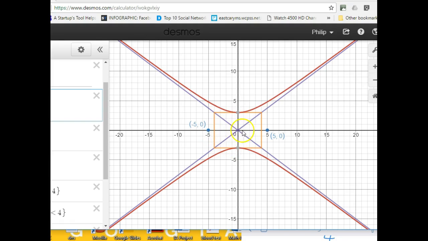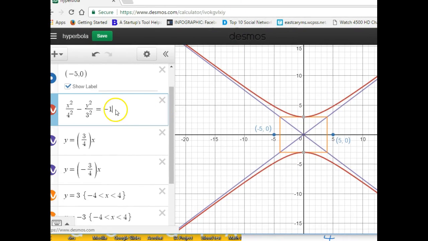Okay, and actually the foci of this set of hyperbolas are also going to be 5 away from the 0 point, but instead of being (5, 0), they're going to be (0, 5) and (0, negative 5). Okay, they're not drawn here. So isn't that interesting? Just by changing the right side to negative 1, we flip it so that instead of being on the left side and right side, it's going to be the top and the bottom.